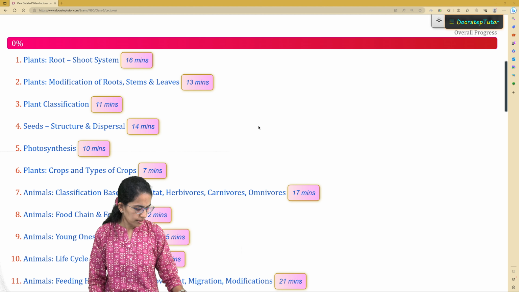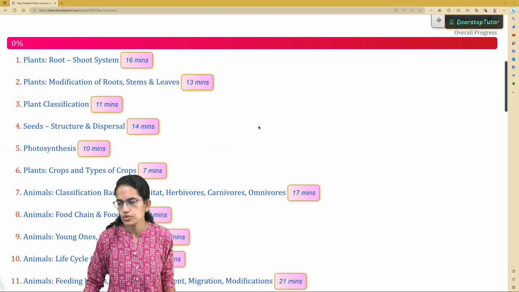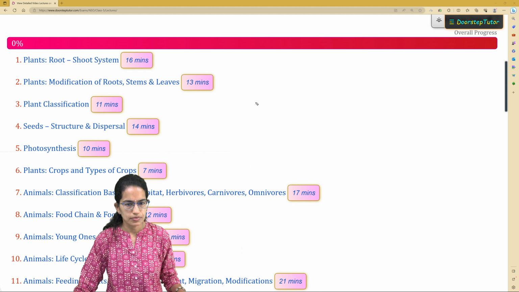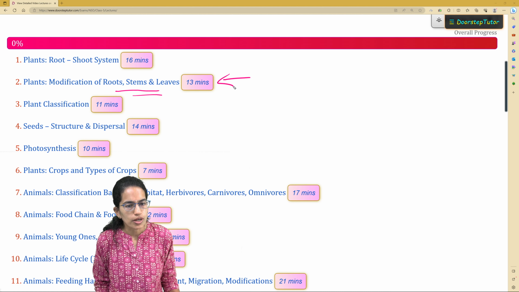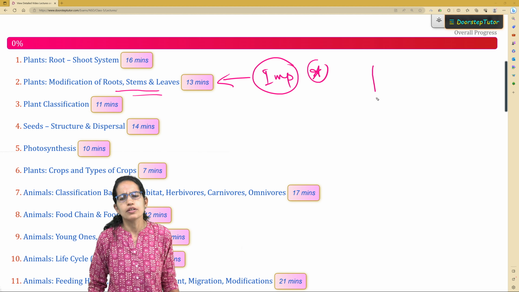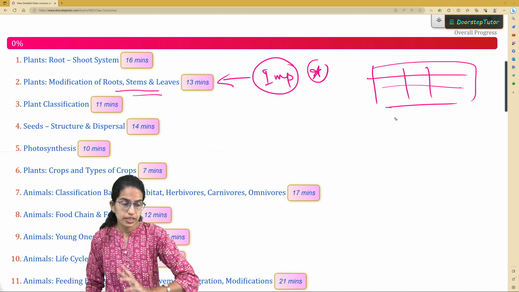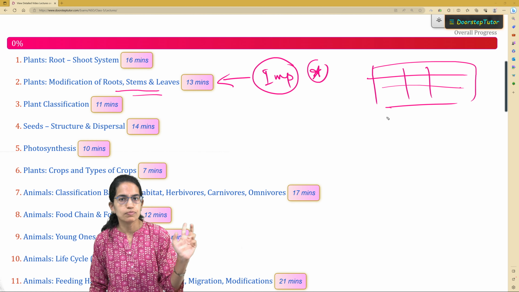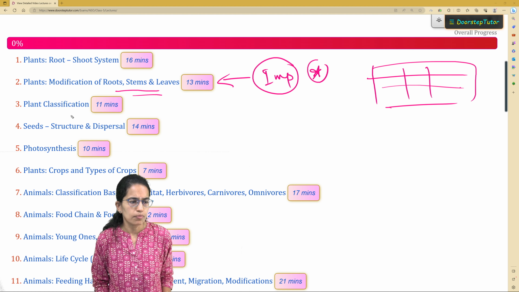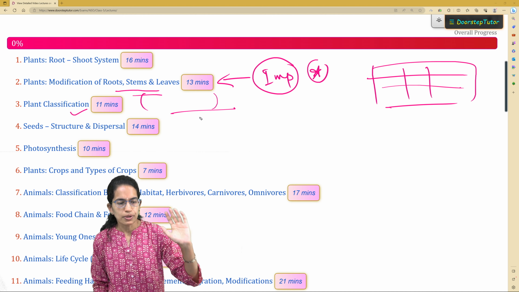So to begin with, the very first section is the root shoot system. Here the root shoot system is a very fundamental topic, but these modifications are really important. There are lots and lots of questions every time. It could be in the form of match the list, it could be in the form of correct image matching. The questions ask about the modified roots, the modified stems and the leaves and their examples. Plant classification, a very general introduction has been given at this stage, but it is really important.